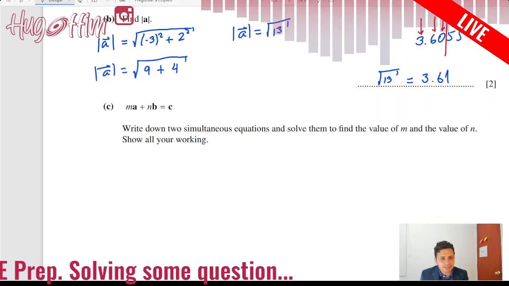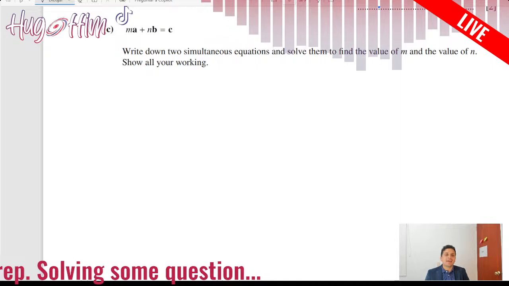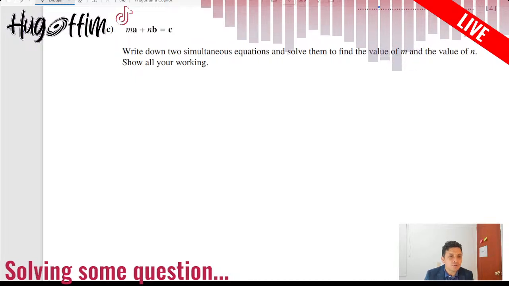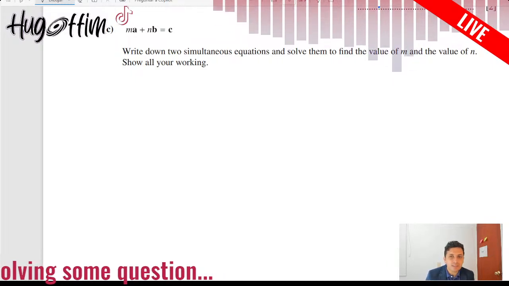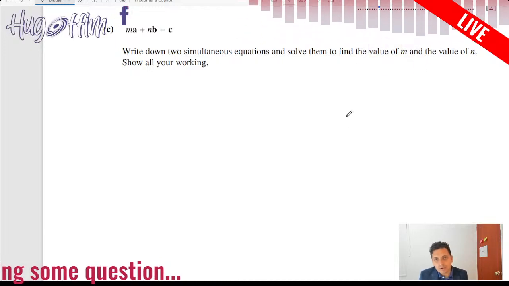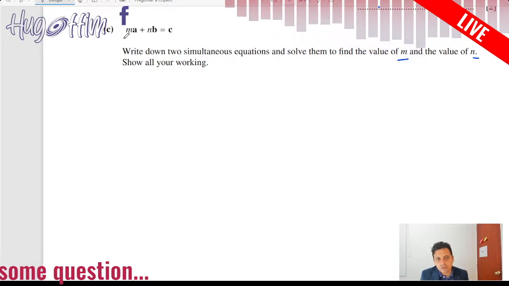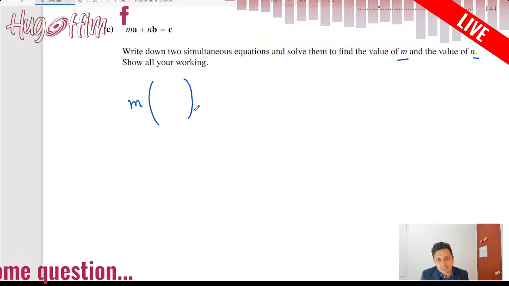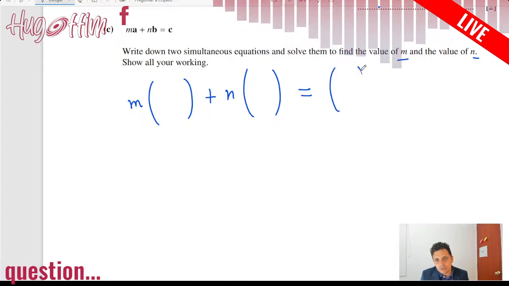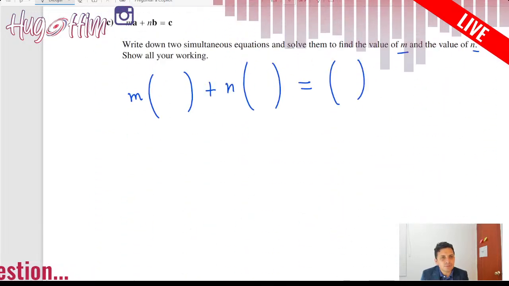And finally, and this is the part that I really love, that I wanted to show you, it's the part in which they give you an equation, MA plus NB equals C, and you have to write down 2 simultaneous equations and solve them to find the value of M and the value of N. And you have to show all your work. So you gotta find the value of M and N if you start with this. So I'm just going to write M times A plus N times B. This should be equal to C. So I'm going up. A is negative 3, 2.